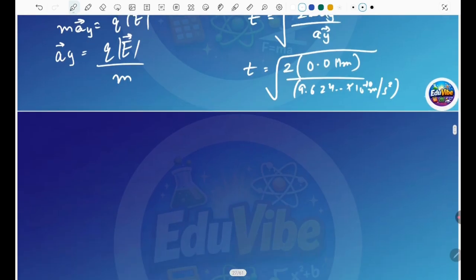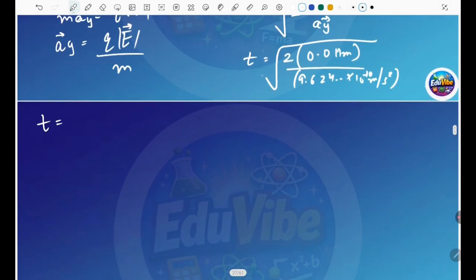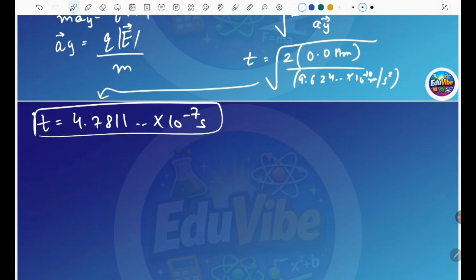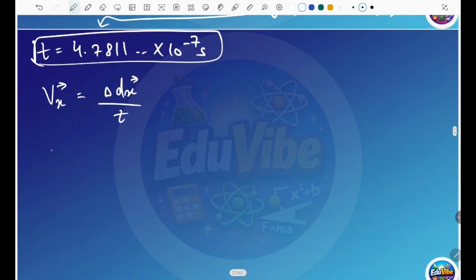When you solve this, the time you get is 4.7811 × 10^-7 seconds. So that's the time you get. But you want the Vx. Vx is equal to delta dx over time.